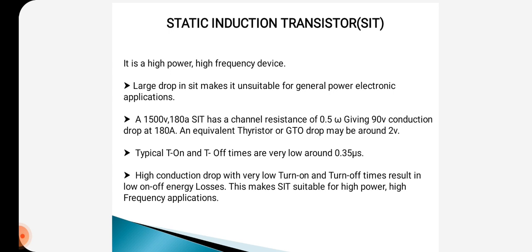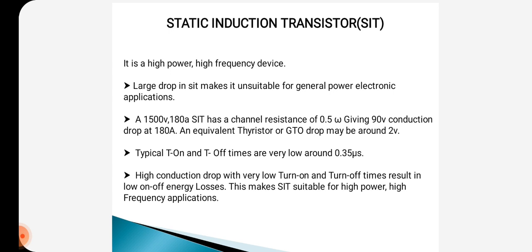The basic structure of SIT is as shown in the figure, and its symbol also. It is basically an n plus n minus n device with a buried grid like P plus gate structure. It has a short n channel structure and P plus gate electrodes are buried in n minus n epi layers. The buried gate structure gives lower gate source channel resistance, lower gate source capacitance and lower thermal resistance.